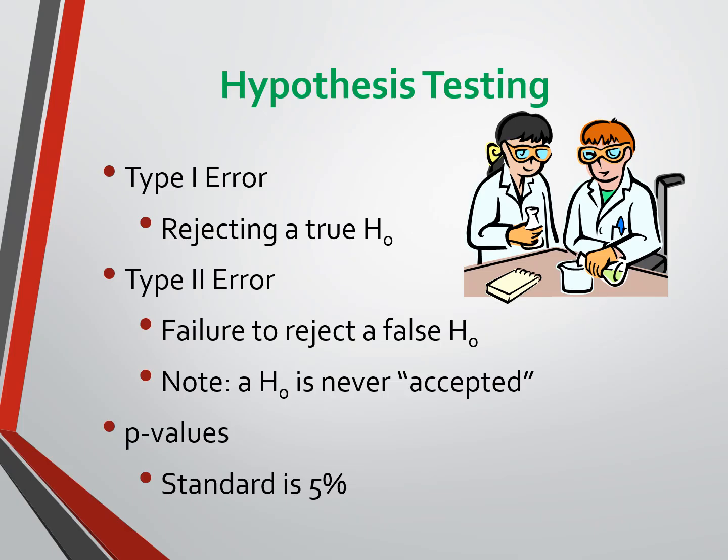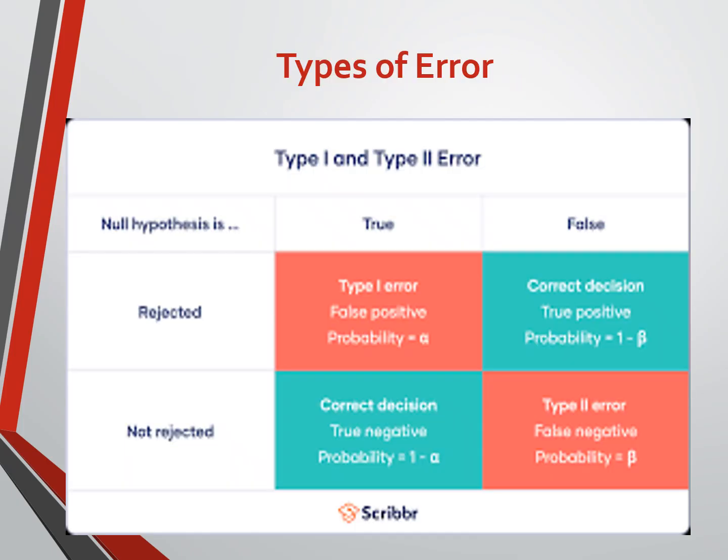And the p-value is taken as standard at 5%. Whenever we work out the table value by SPSS, we get the p-value. So if the p-value is less than 0.05, then we reject the null hypothesis. This is how type 1 error and type 2 errors have been defined.